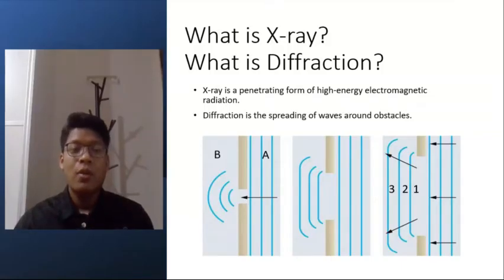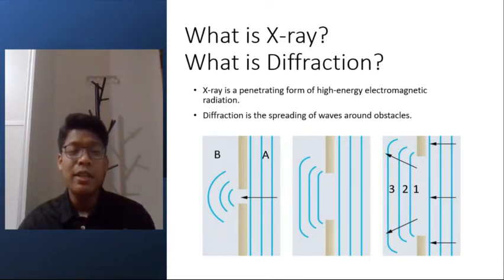and Amir Din Iqbal. And we are going to present about material science, X-ray diffraction. What is X-ray? X-ray, or much less commonly X radiation, is some kind of penetrating form of high energy electromagnetic radiation. So now we move to the diffraction.